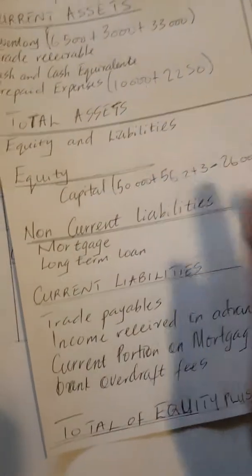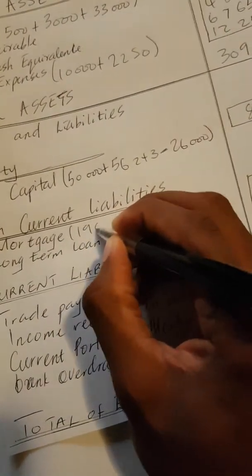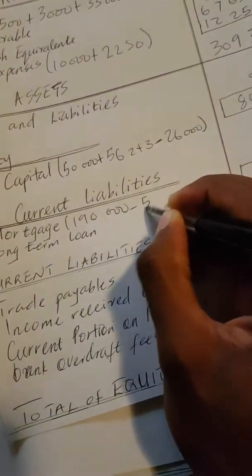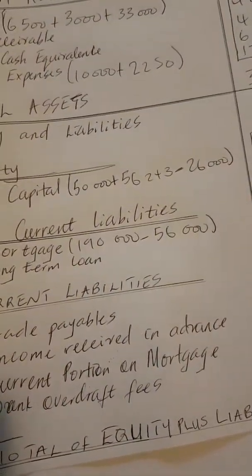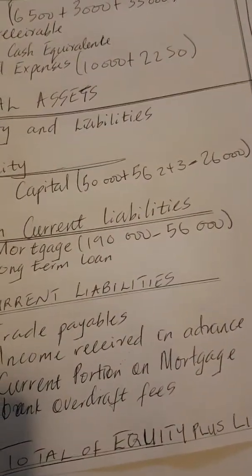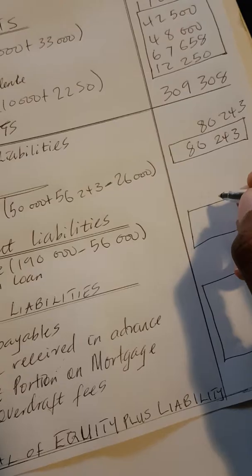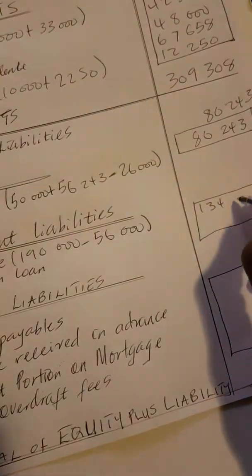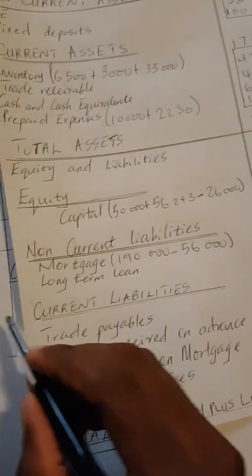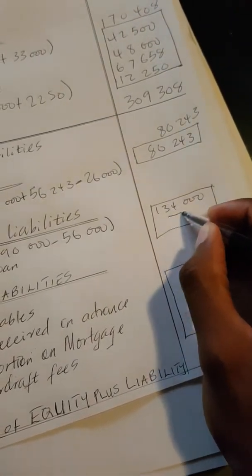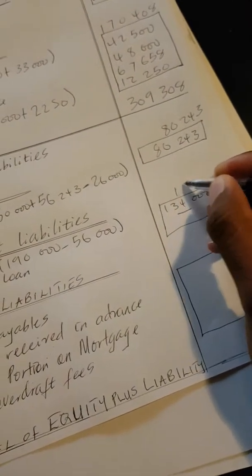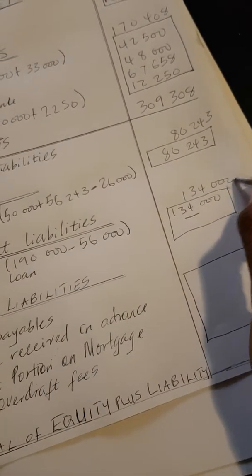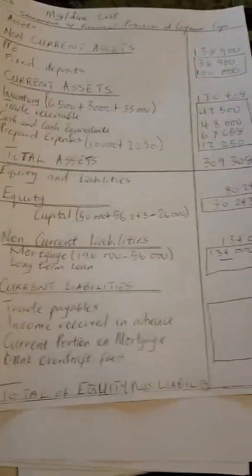Your mortgage will be 190,000 minus what you already paid. So how much are you remaining with for your mortgage? You are remaining with 134,000. So your mortgage will be 134,000. It's unfortunate that we don't have a long-term loan, so I'll just put a dash here. And then if you add the two, you'll get the value of non-current liabilities of 134,000. That's it.